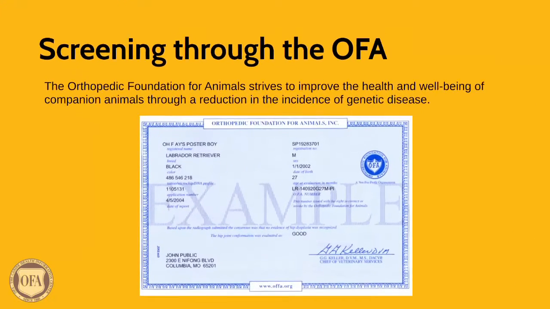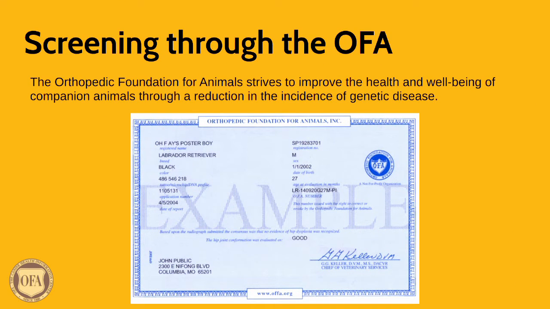This leads us to screening through the OFA. This is not the only screening method available for dogs, however, this is where our focus will be in this webinar. The OFA's mission statement is to improve the health and well-being of companion animals through a reduction in the incidence of genetic disease. This involves the screening and evaluation of dogs for a variety of genetic diseases, ranging from cardiac disease to elbow dysplasia, in order to provide owners and breeders with more information. This, in turn, allows breeders to select dogs that may be the best candidates for their programs.